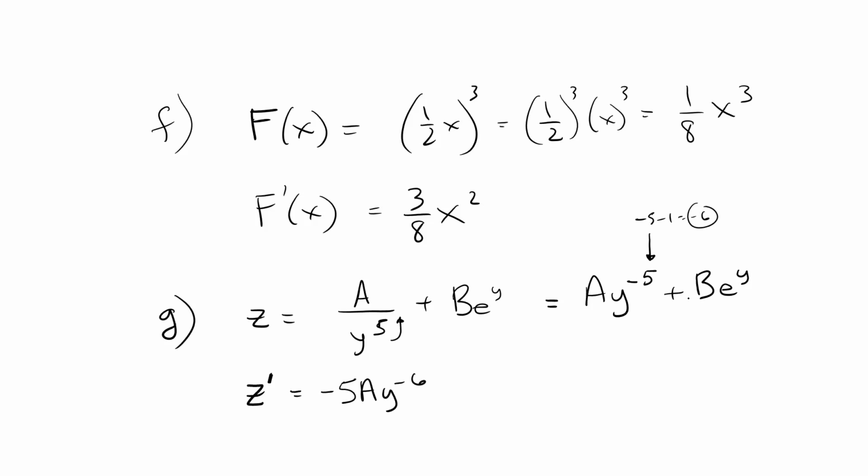And then b e to the y, that's just going to be b e to the y. Okay, and then to simplify that probably just a little bit here, it would be a -5a on top, and then the y to the -6 goes down to the bottom. And I have something that looks like that. That would be the derivative of g.